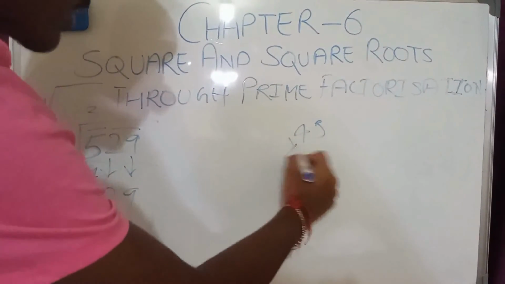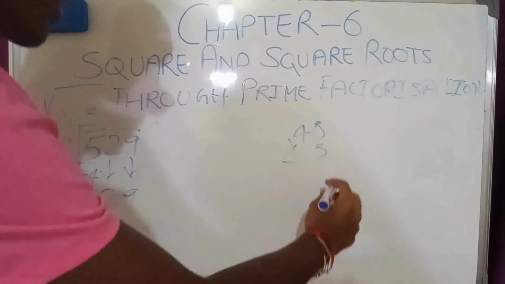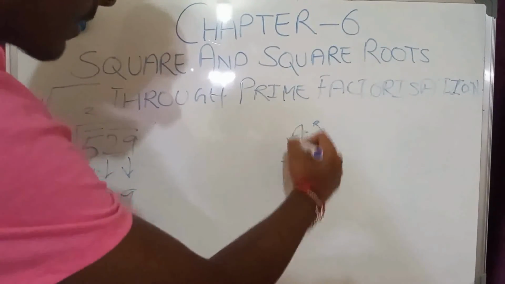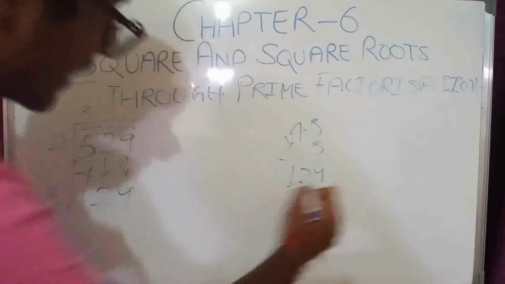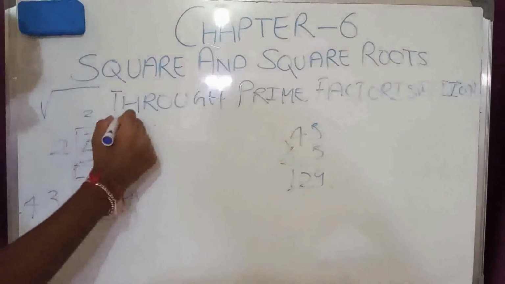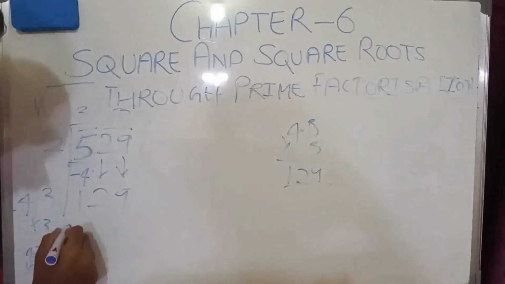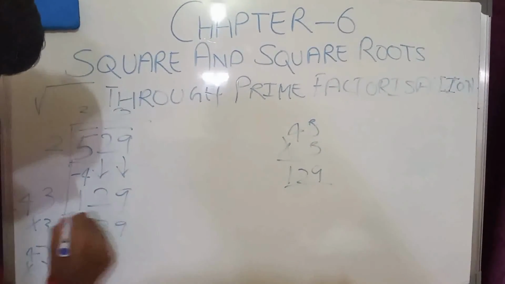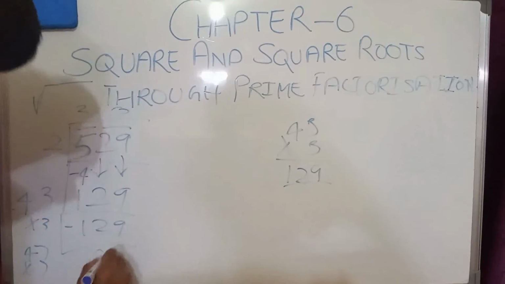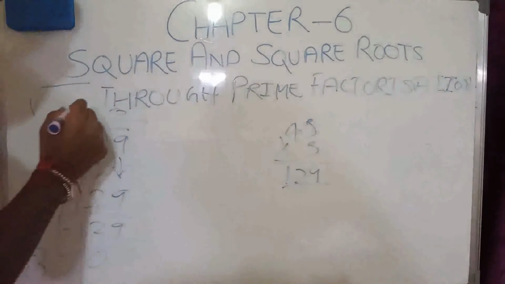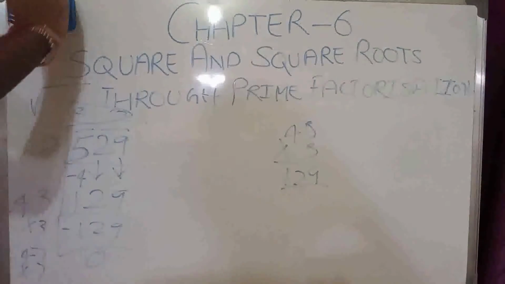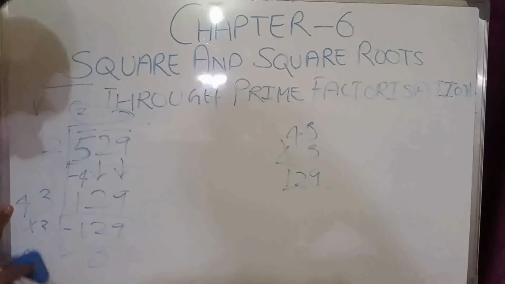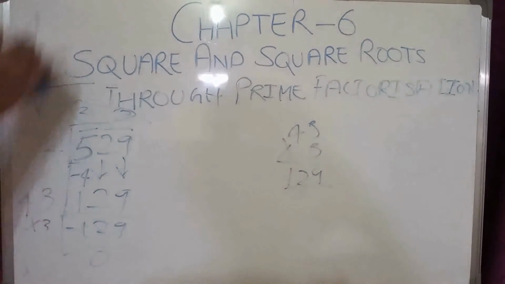Now you will go 43 into 3. 43 into 3 into 3, 9. Then 3 into 4, 12. So we get 129. So it will be 43 into 3, minus 129. So it will be 0. So we get the square root. The square root is 23. So this is the best way of finding square roots.